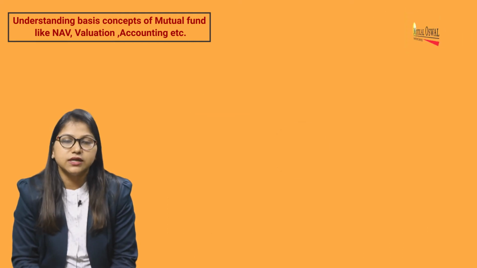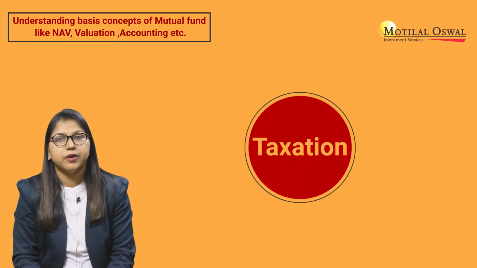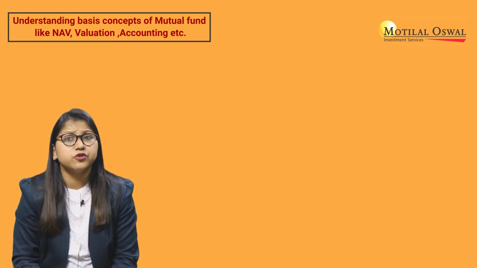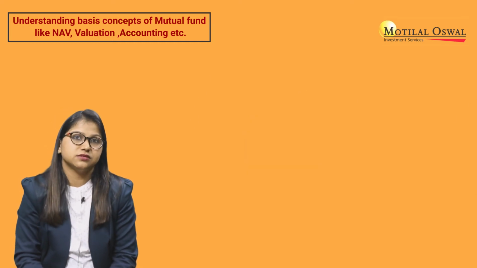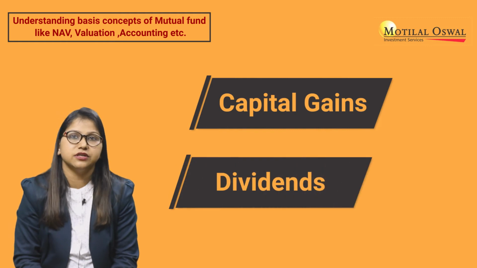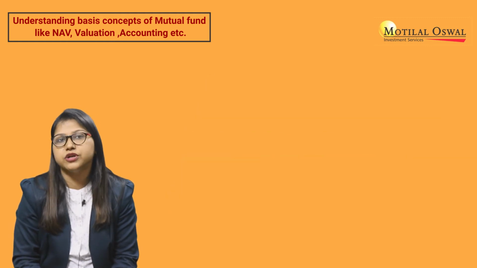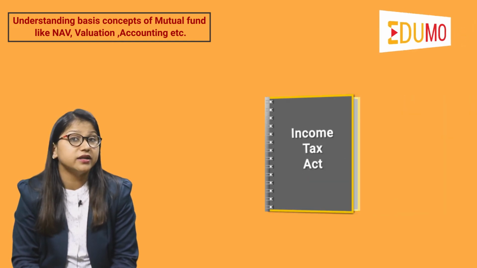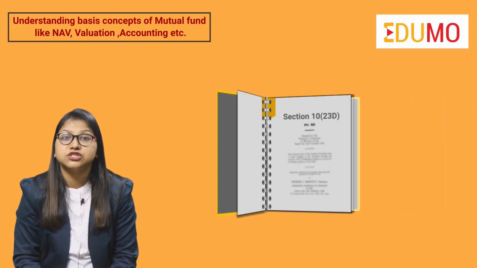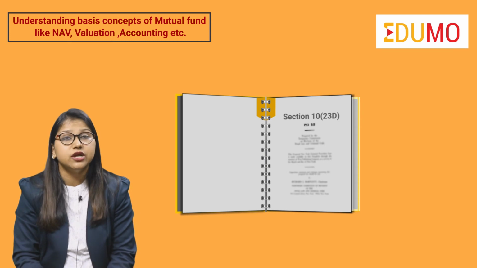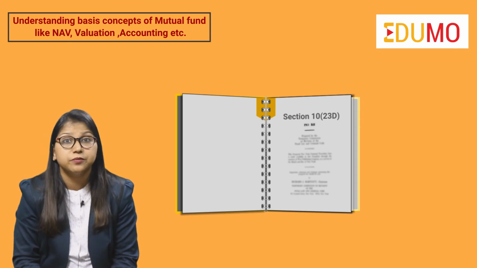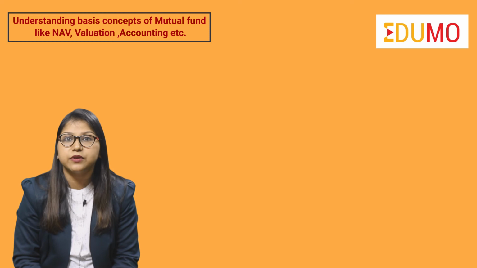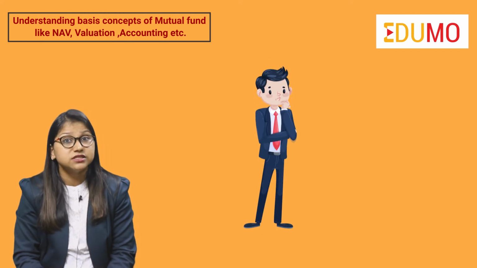Now, let us talk about the taxation, which is the next important part. A mutual fund provides two types of returns to the investors: capital gains and dividends. It is important to note here that a fund house is exempted from tax on its income and earnings under the provisions of Section 10(23D) of the Income Tax Act 1961. Therefore, all the capital gains are taxed in the hands of an investor.